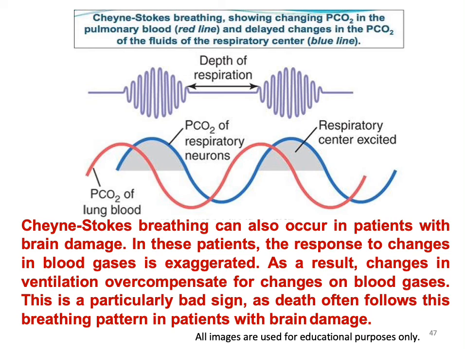Normally Cheyne-Stokes breathing occurs in patients with brain damage. So the response to changes in the blood gases is exaggerated. As a result, changes in the ventilation overcompensate for changes in the blood gases. This is not a good sign, and most of this breathing pattern happens in patients with brain damage.